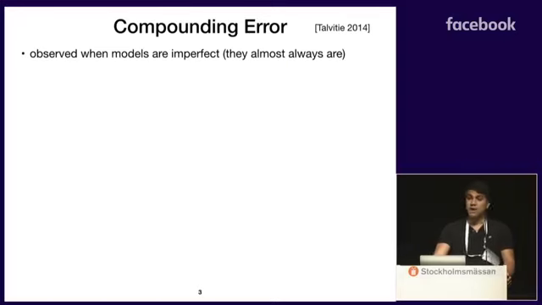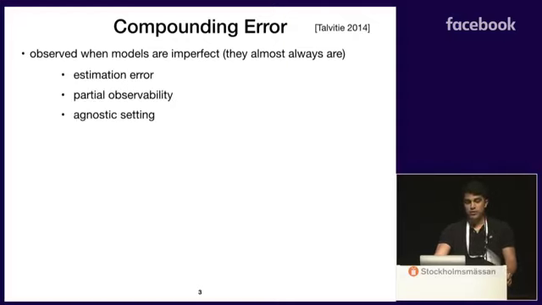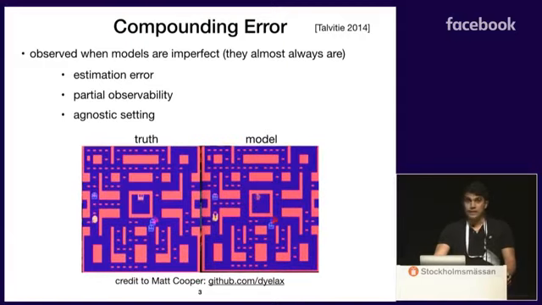It is observed when the model is imperfect, which is basically almost all the time. And this could be due to some estimation error in your model learning process. It could be due to partial observability, or simply that even if you had infinite amount of data, you still cannot represent your model accurately. So let's see an example of this in the popular game of Pac-Man. On the left-hand side, I'm going to show you the output of the emulator. On the right-hand side, it's going to be the output of a model, a one-step model trained using mean squared error.